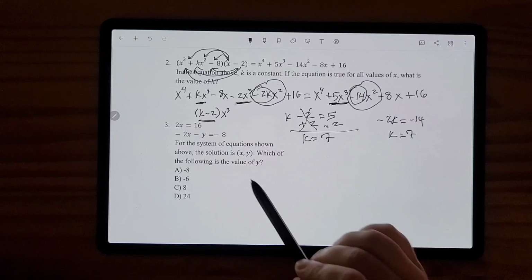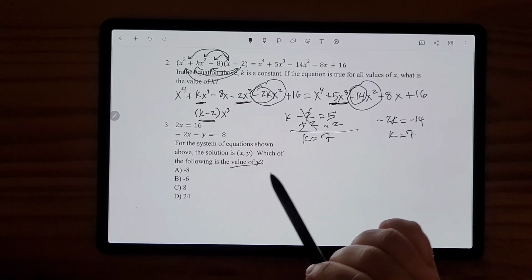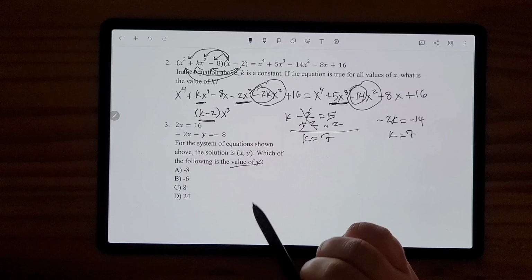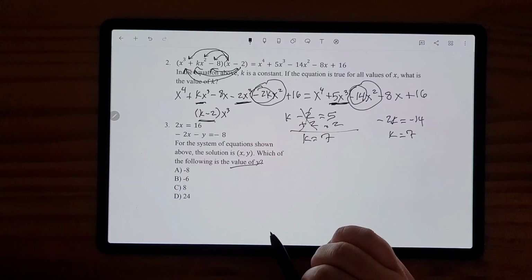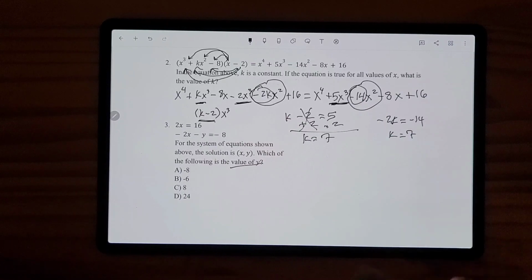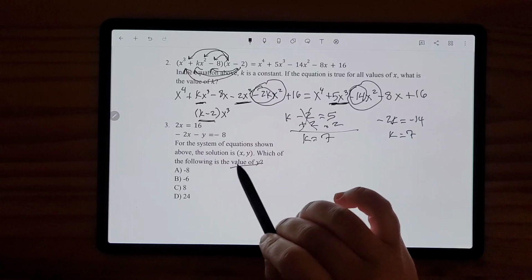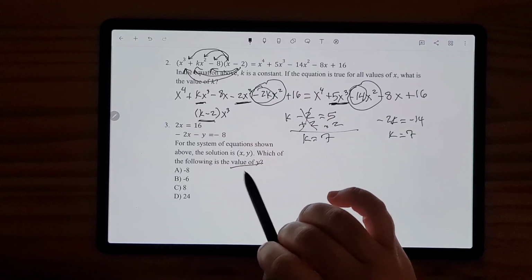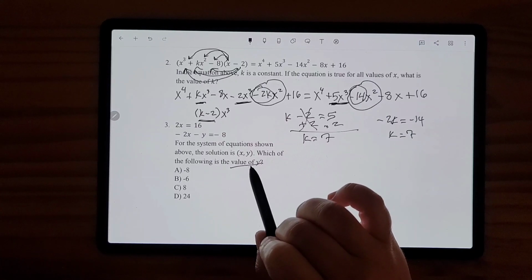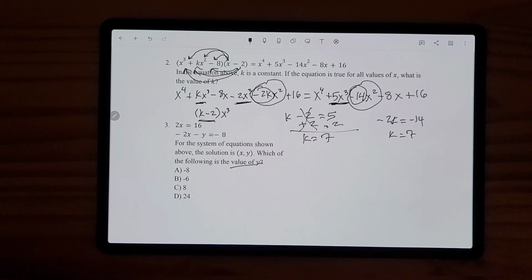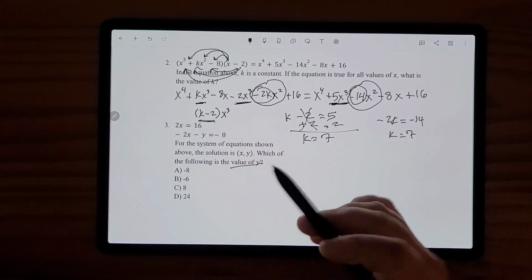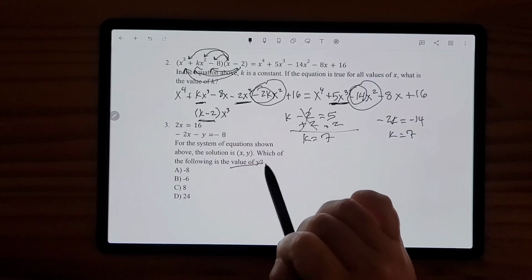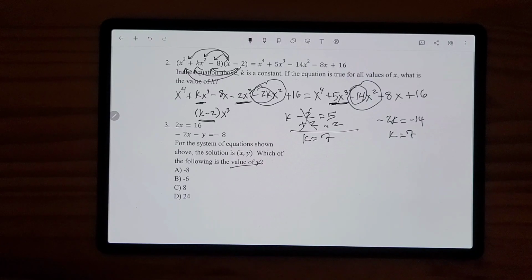This is a systems of equations problem, and we're trying to find the value of y. I recommend that you underline, box, circle, if you're taking the ACT exam on paper. On the SAT exam, just make sure that you are paying very close attention to what is in the actual question, rather than just solving the systems of equations and accidentally putting what x is instead of what y actually is. That's a very common mistake with these types of problems. So you want to pay really close attention to what the question is actually asking.